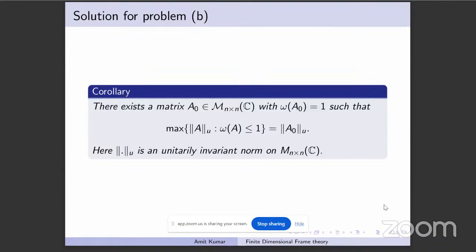As a corollary, we obtain the solution which has also been found by other authors, which we have mentioned above. And this is that corollary. This says that there exists a matrix A naught belonging to Mn(C) with numerical radius 1, such that the maximum of the norm of AU, such that the numerical radius of A is less than or equal to 1, is the norm of A naught U. Here, the beauty of this result is that this matrix A naught is independent of the unitarily invariant norm you are choosing.